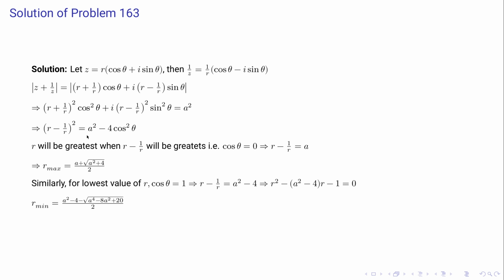And for the lowest value, cos theta can be 1 or minus 1. So r minus 1 by r will be equal to square root of a square minus 4. So from this we get r min as a square minus 4 minus square root of a to the power 4 minus 8a square plus 20, by 2.